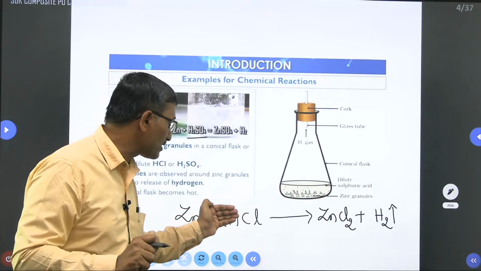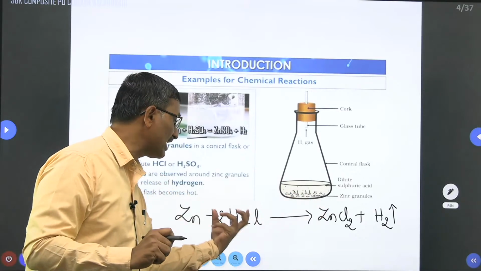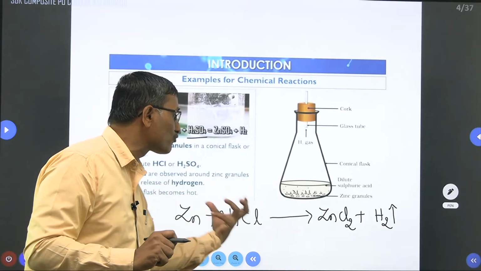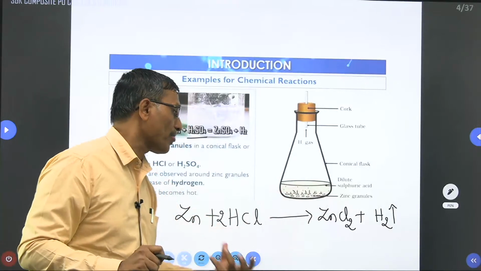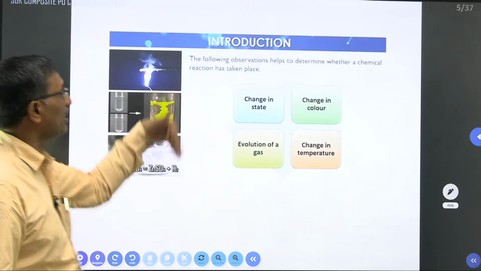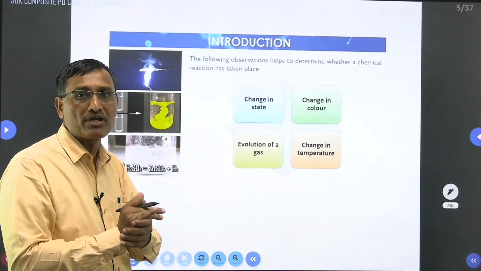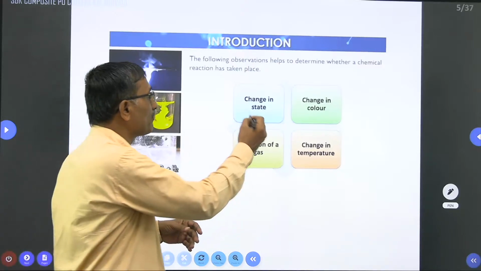See here, hydrochloric acid and zinc, when they react, form zinc chloride. The reactants combine to form a product. That you have to remember. Now coming to the next one. Here I have taken how to recognize or how to identify a chemical reaction. One you already came to know.